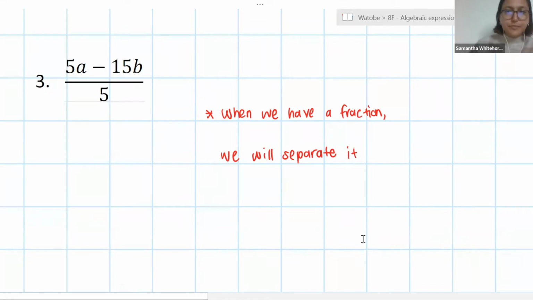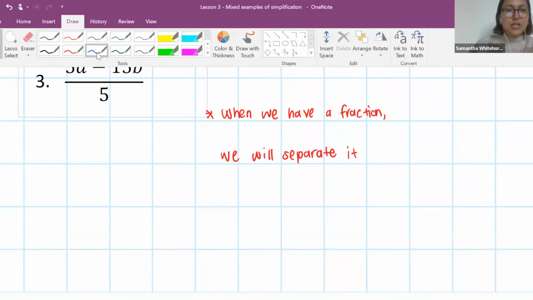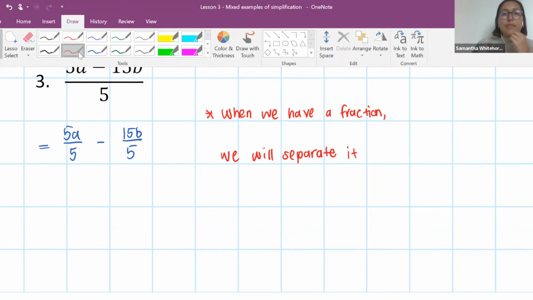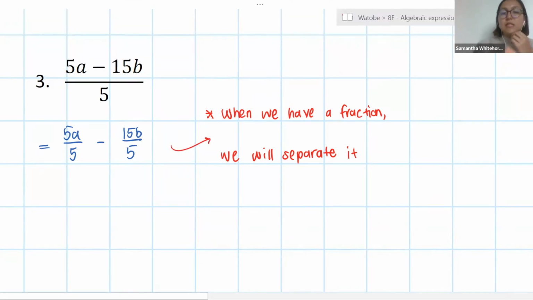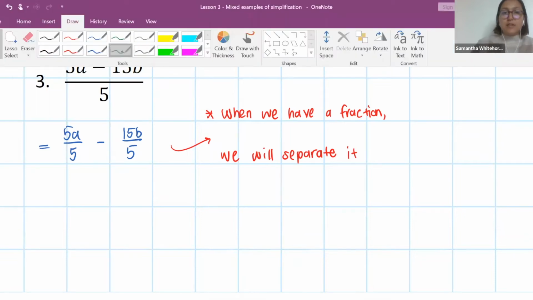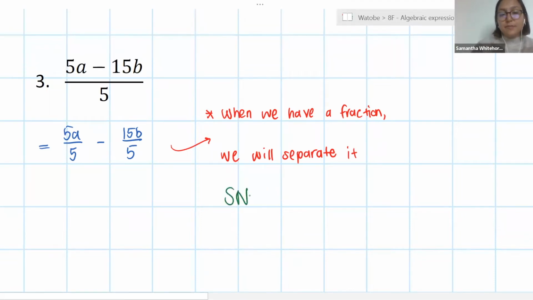Alrighty, so when I say separate, we're going to take each of those terms and write it over the denominator. So I've got 5a over 5 minus 15b over 5. That's all I mean when I say we're going to separate the fraction. What that does is create a situation where now I can simplify each of those fractions individually. Again, you can use SNV here to simplify, because you can use that when you're multiplying or when you're dividing.